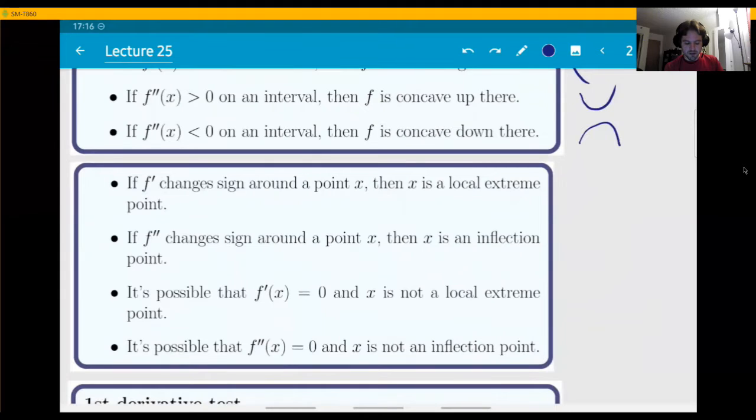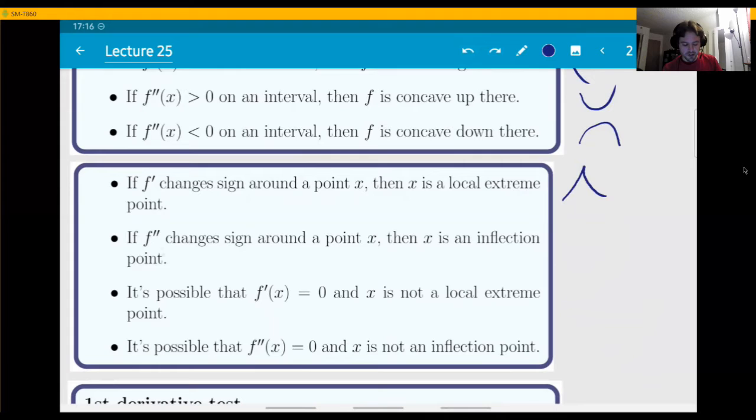If the derivative changes sign around the point x, then x is going to be a local extreme point. You can imagine either a derivative going from positive to negative, but maybe at that point the derivative itself does not exist, like a sharp corner right here, a cusp. But regardless, this point is a local extreme. It's a local max in this case.